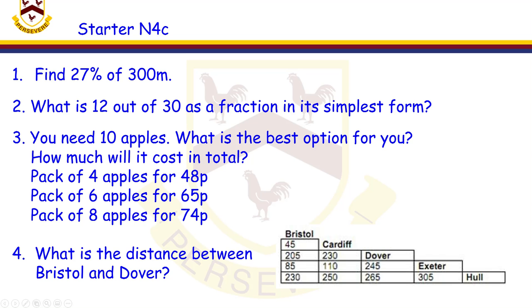Right, hopefully you've already written starter down. First one, find 27% of 300. Off you go. Hit pause when you're ready to go through the solutions, hit play again.